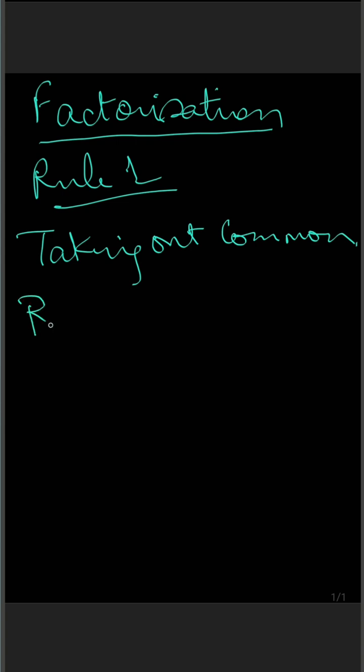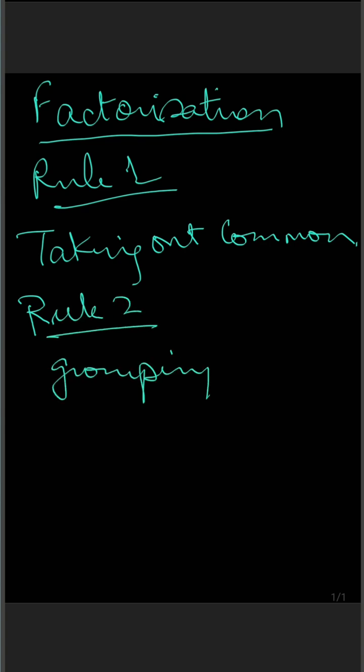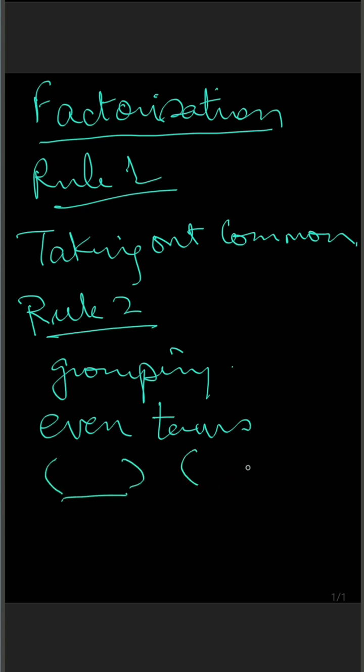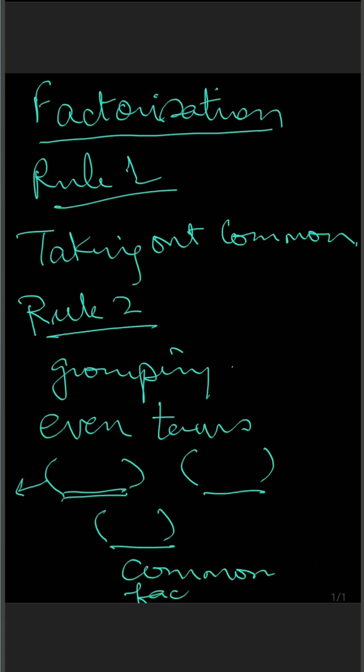Now in this class we will take up rule number 2, which is grouping of terms. In such methods, generally the questions have an even number of terms. So in these questions we take some terms together in a group and take some common factor out of those groups, such that we are left with some common factors. So that we will discuss with examples.